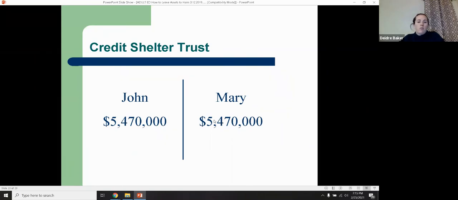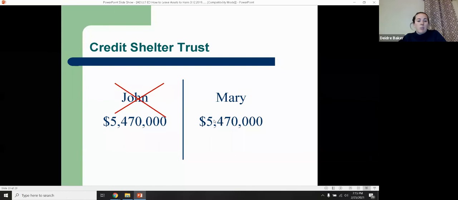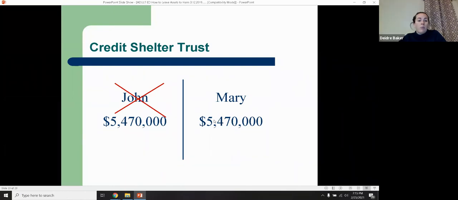So if John and Mary each have just over $5.4 million in their names, they're very lucky and they've done very well for themselves. But without planning, they can really miss an opportunity to save themselves or save their estate or their children a lot of taxes. So if John predeceases Mary and he does no tax planning, he doesn't have a will, he misses the opportunity to pass $5.4 million to Mary tax-free. So what does that mean?